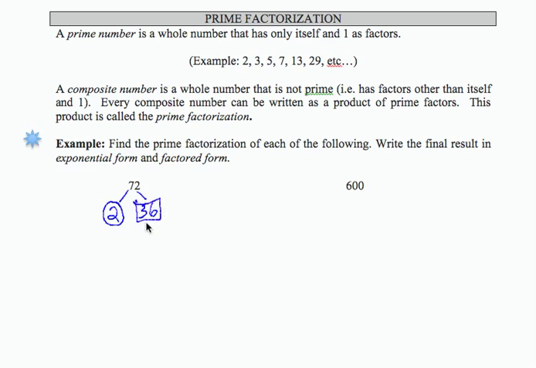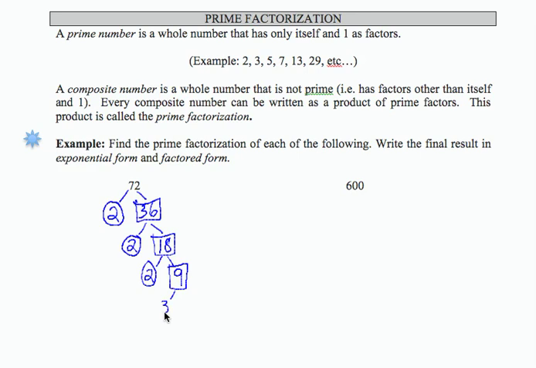Then I look at 36. The smallest prime that will divide 36 is also 2. That's because 36 is even and 72 is even, therefore 2 divides them. 36 is 2 times 18. 18 is not prime, gets a rectangle. Looking at 18 now, the smallest prime that goes into 18 is 2. 2 gets a circle. 2 times 9 is 18. 9 is not a prime number, gets a rectangle, looks more like a square, that's okay.